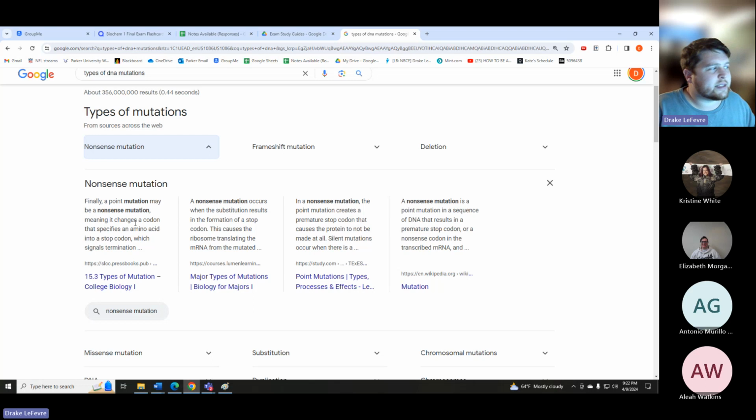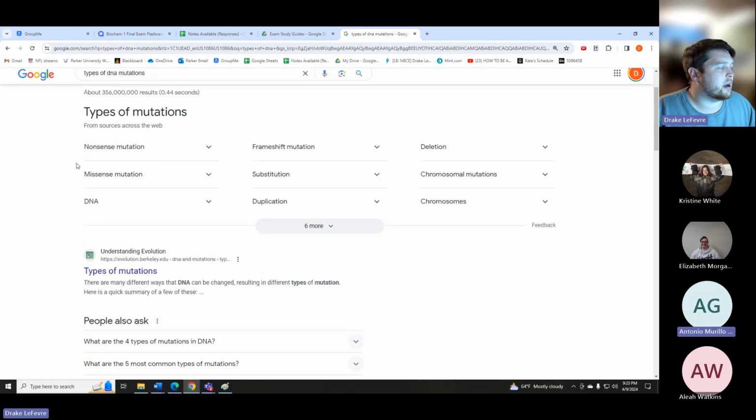The nonsense mutation is a point mutation, so one of the individual base pairs gets changed so that it turns into a stop codon, and it ends up stopping the polypeptide chain formation early. Nonsense mutation is, if I remember correctly, one of the big reasons why people become lactose intolerant. You get a nonsense mutation that prevents the lactase enzyme from being produced by the body.